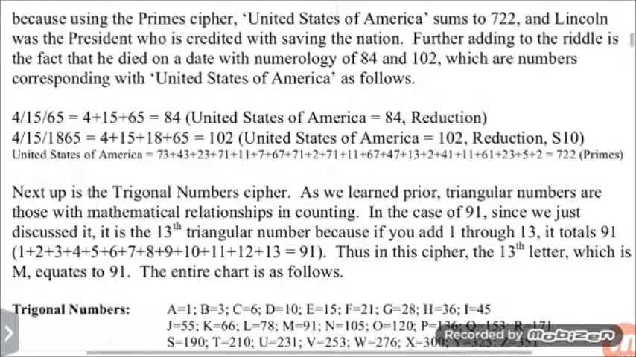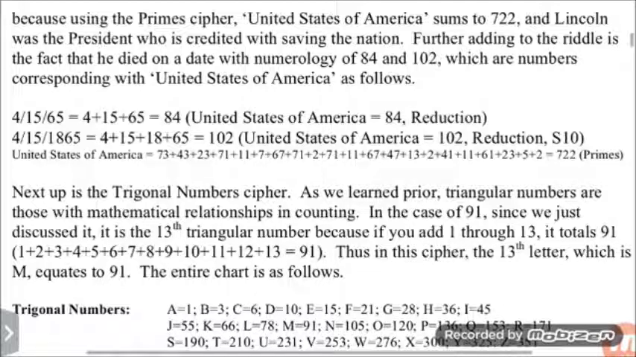4/15/65 equals 4 plus 15 plus 65 equals 84. United States of America equals 84 reduction. 4/15/1865 equals 4 plus 15 plus 18 plus 65 equals 102. United States of America equals 102 reduction. S equals 10. United States of America equals 73 plus 43 plus 23 plus 71 plus 11 plus 7 plus 67 plus 71 plus 2 plus 71 plus 11 plus 67 plus 47 plus 13 plus 2 plus 41 plus 11 plus 61 plus 23 plus 5 plus 2 equals 722 primes.